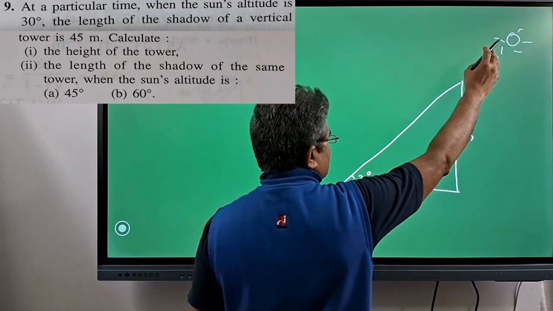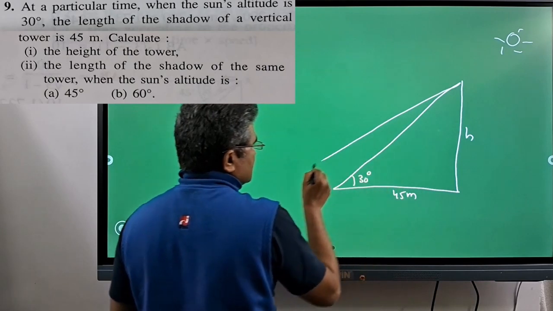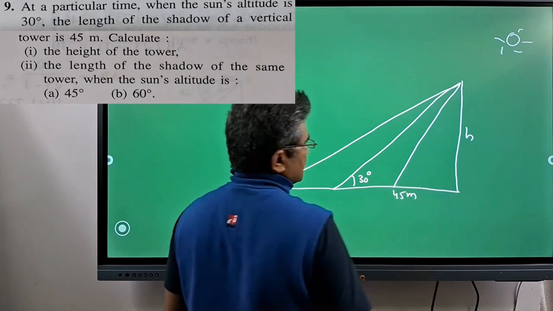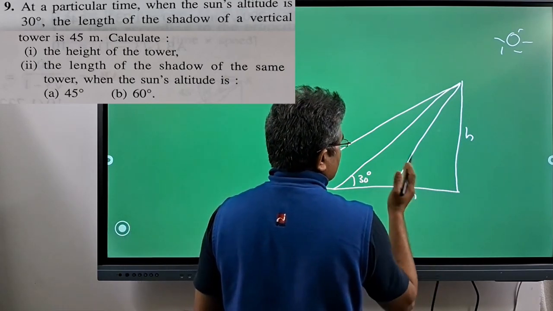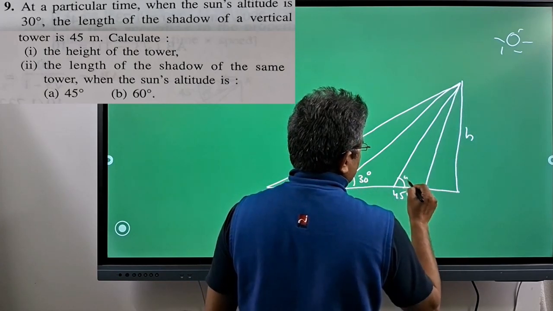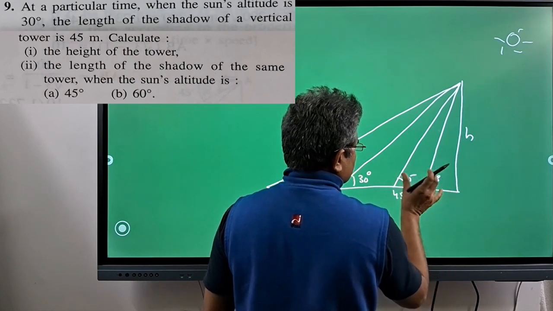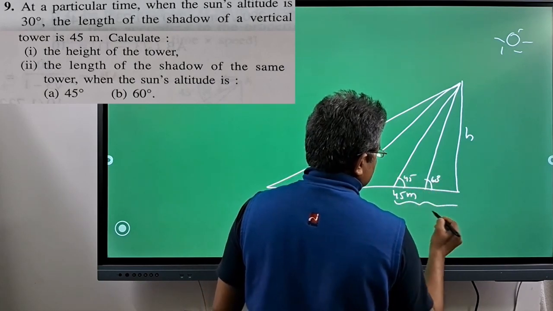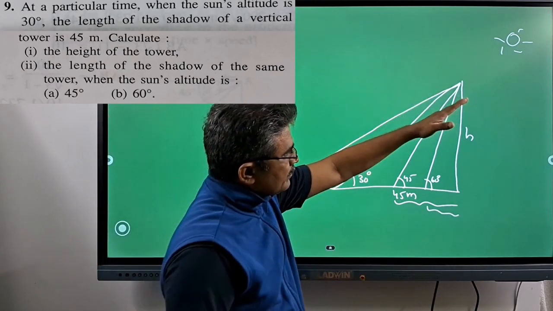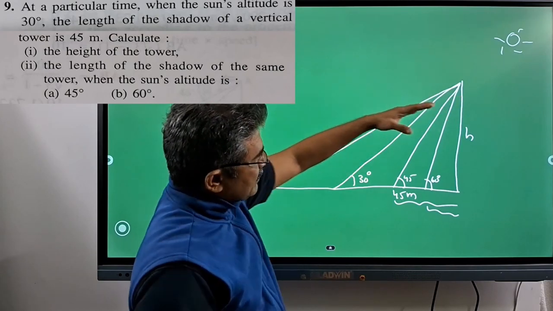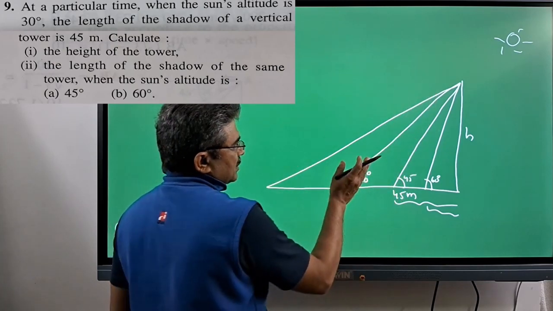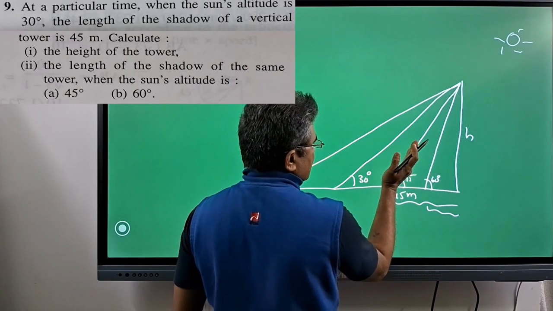For example, if the sun goes down, the shadow length will increase, or if it goes up, the shadow may decrease, or the elevated angle may increase. Here they are asking about two elevated angles, one is 45 and another one is 60. For these two elevated angles, what should be the length of the shadow? We need to find out. If the sun goes down, the shadow casts more. If the sun goes up, the shadow casts less. So when the shadow casts less, the angle of elevation will become more.